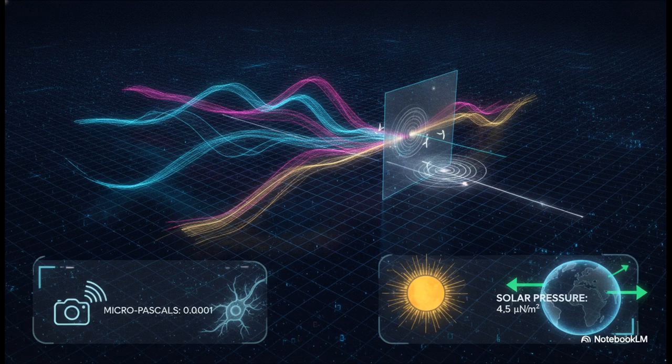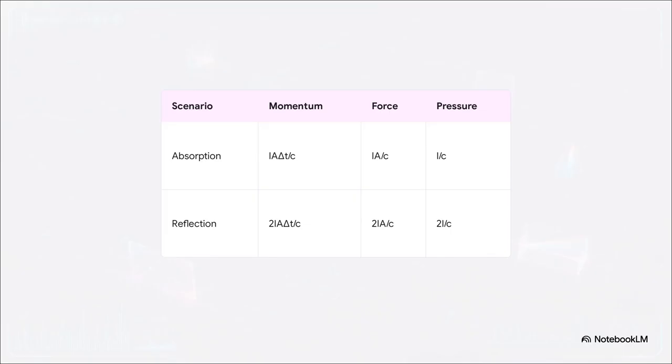But it is there. And when we use highly focused lasers, or factor in the vast amounts of sunlight constantly striking the Earth, that force becomes intensely real and measurable. To see exactly how this force works, let's look at the difference between two scenarios: total absorption versus total reflection. If a surface is completely black and absorbs all the light, the radiation pressure is simply the intensity of the light, I, divided by the speed of light, c.